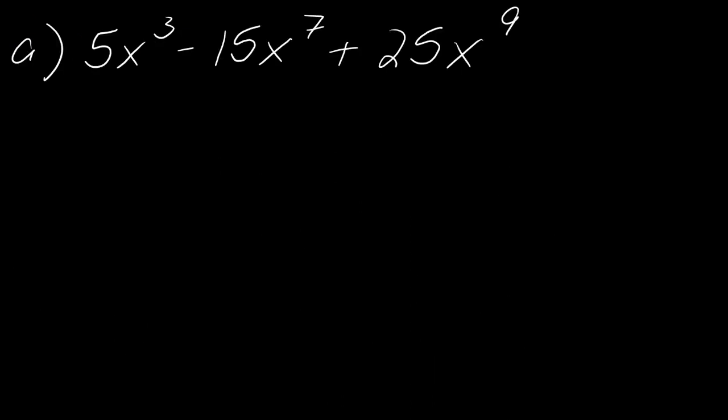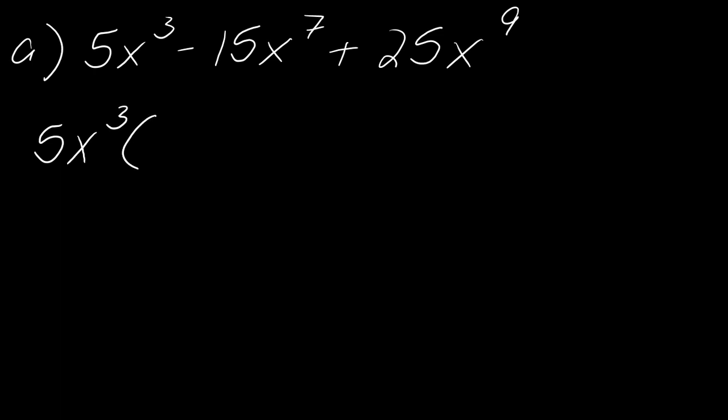Okay, so let's start with the first one. The whole idea behind the greatest common factor is that we're looking for the thing that will evenly divide all of your terms. In this case, I have 3 terms. I notice that all of the numbers are divisible by 5, so that will be the first part of my greatest common factor. And then I notice that I have x's in all of my terms, so I just choose the smallest exponent. So x to the third is going to be the smallest exponent. So I'm going to factor out 5x to the third.